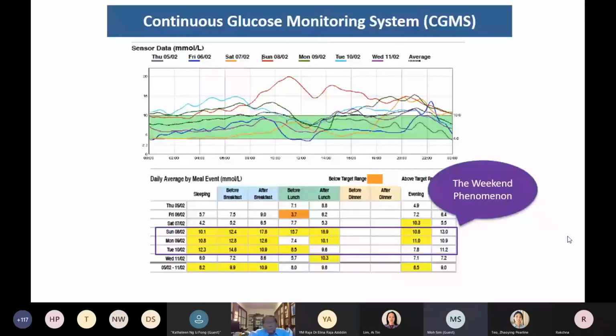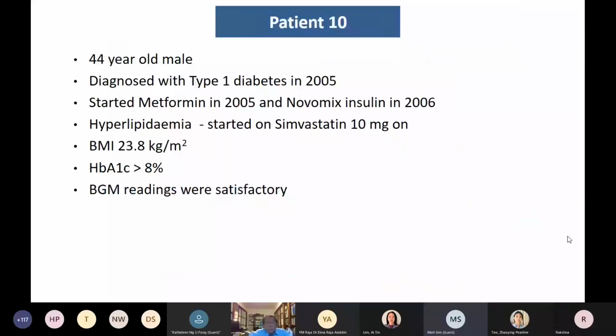Let's move now to patient 10. Patient 10 is a 44-year-old male, diagnosed with type 1 diabetes in 2005, and was started on metformin in 2005 and insulin in 2006. This patient has hyperlipidemia. His BMI is 23.8 kilograms per meter square, so he's not obese. His HbA1c is consistently above 8%, and like the previous patient, BGM readings were satisfactory.